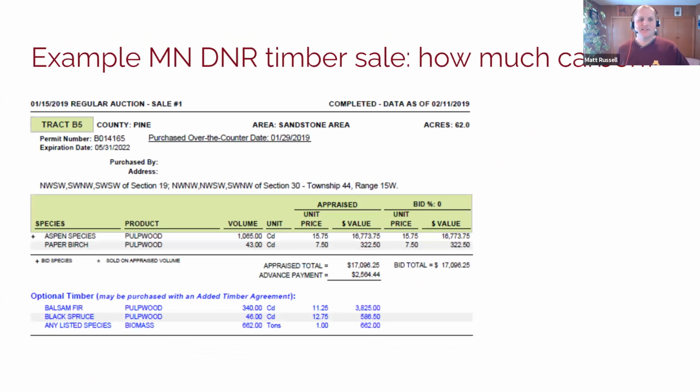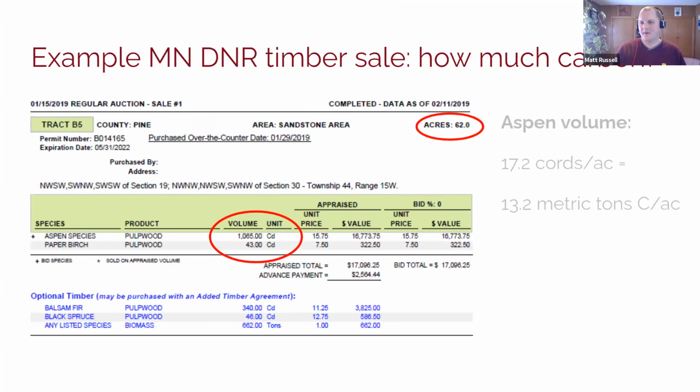As an example, here's a typical Minnesota DNR timber sale. We want to find out how much carbon is in this tract of land. There's nothing really special, this is a run-of-the-mill timber sale. We've got 62 acres in Pine County, measured out of the Sandstone area office. This is public data, nothing fancy here. We've got about 1,065 cords of aspen for sale and about 43 cords of paper birch for sale. So we want to calculate how much carbon. We've got the volume in cords, but how much carbon is there?